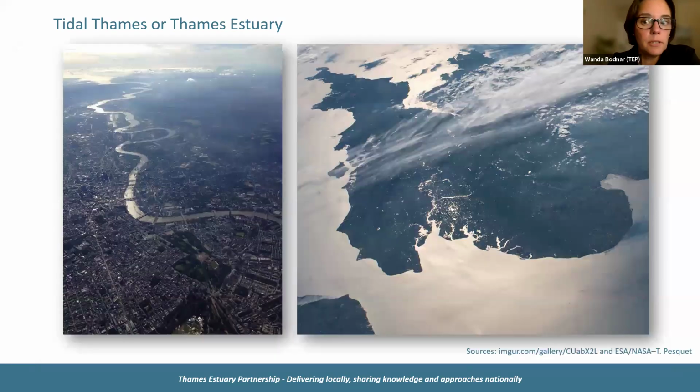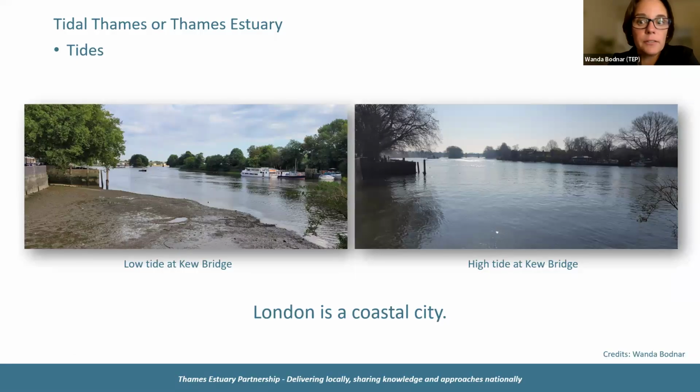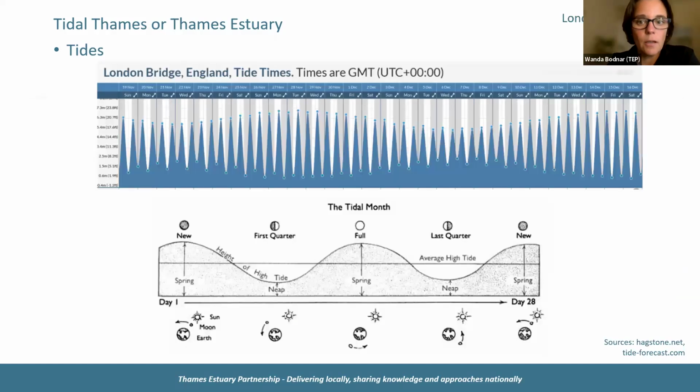And of course, because of this connection to the sea, the Thames Estuary has 2 high tides and 2 low tides in a day. This is why London is regarded as a coastal city. Apart from the daily tidal movements, there are also the monthly tidal cycles. These are the spring and the neap tides, when the height of the tide will vary depending on the alignment of the moon, the sun, and the earth.